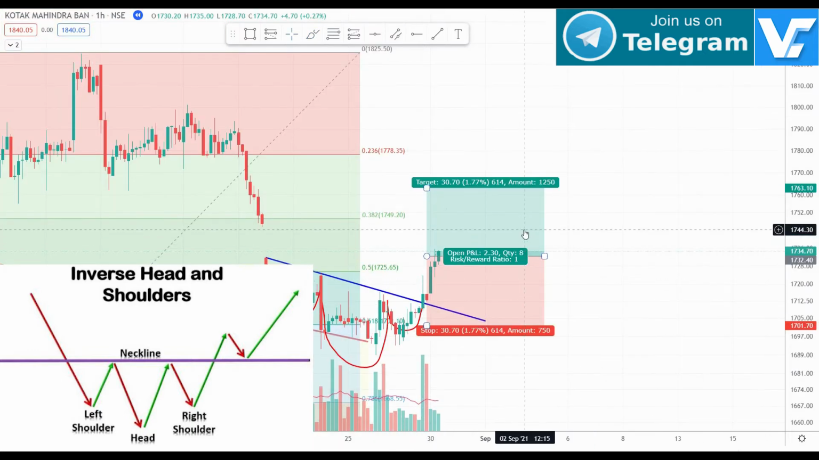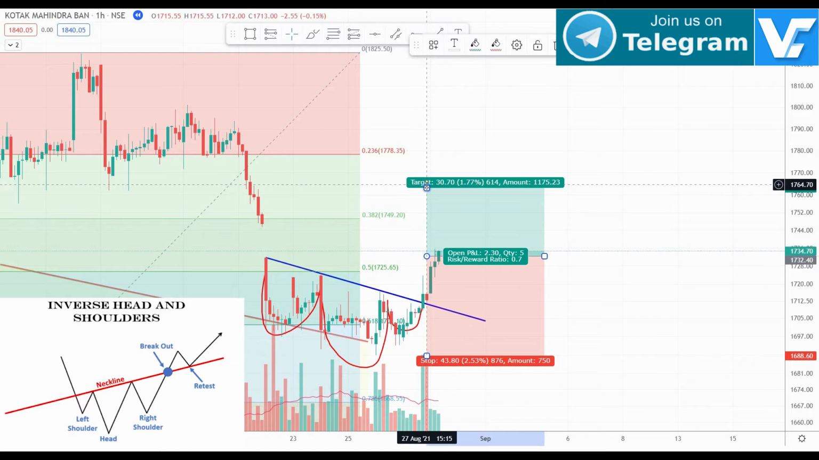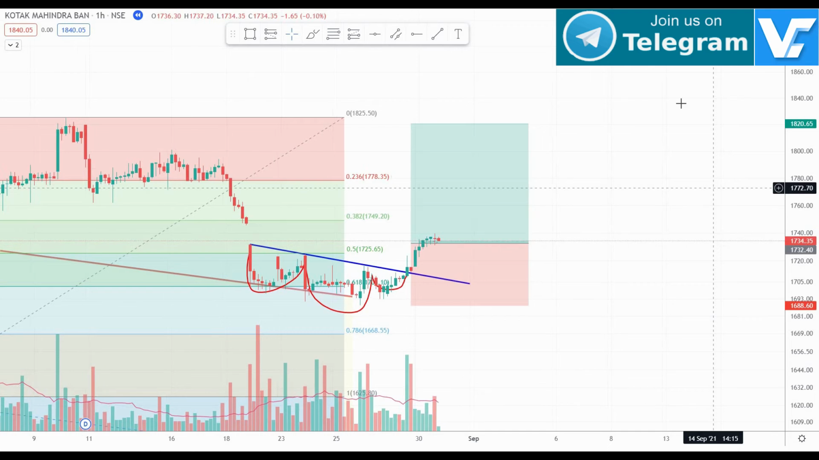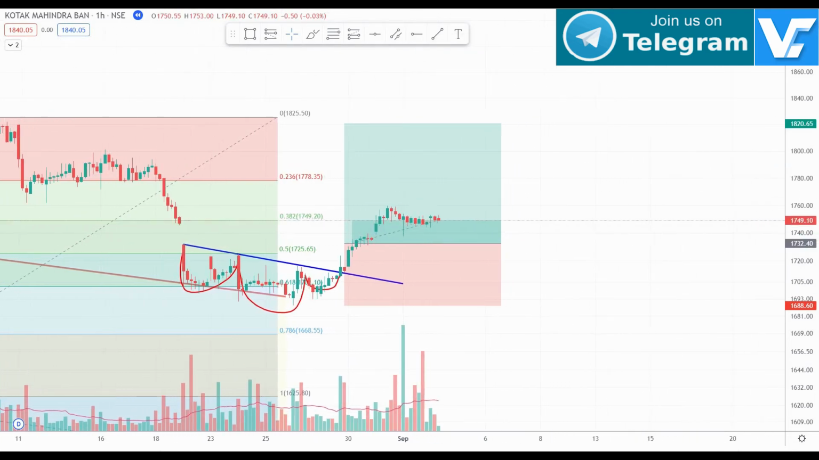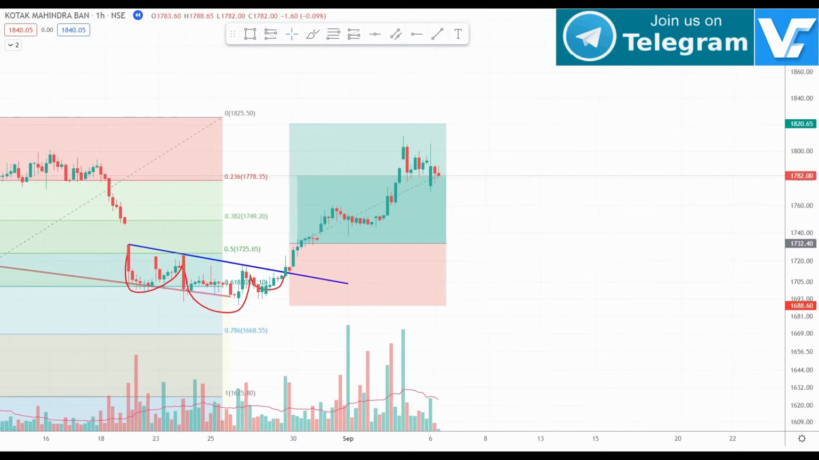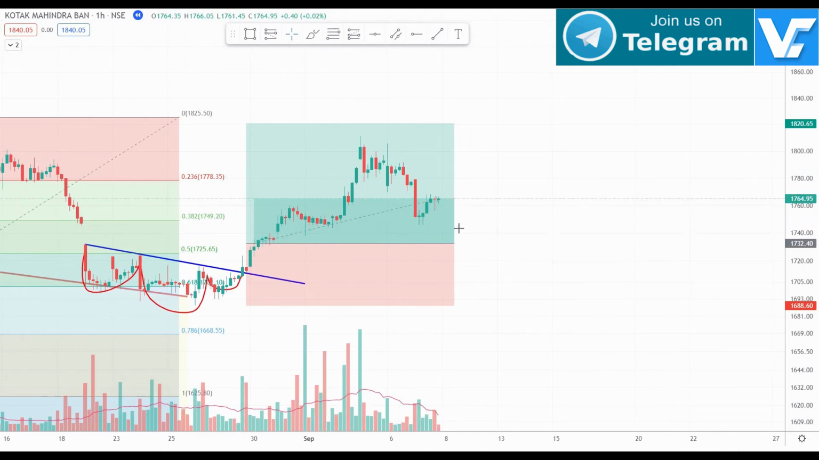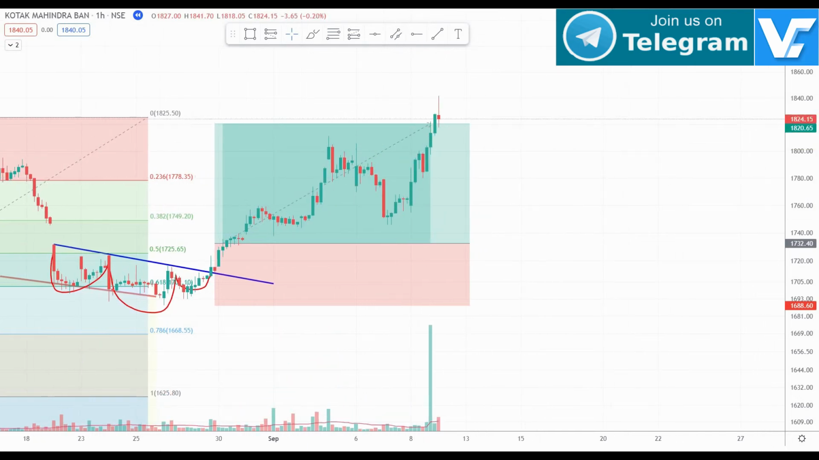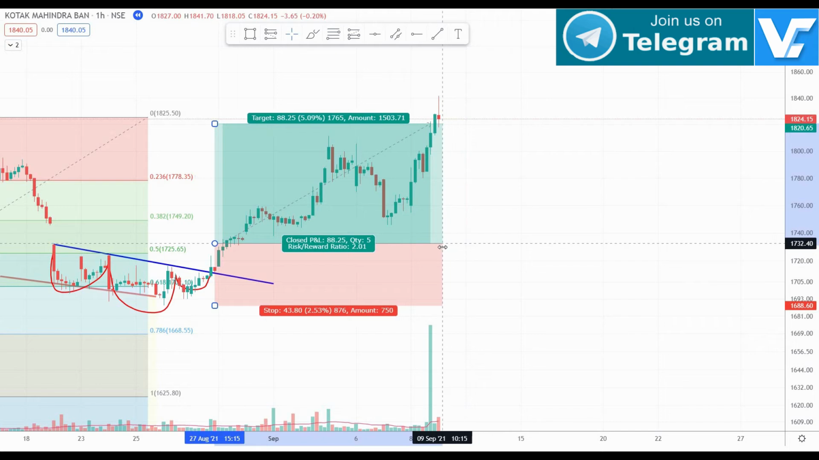Our long position got triggered, so we can place stop loss and target. Keep the stop loss below this area and keep the target at 1:2 risk reward ratio. And we won the trade and we booked the target at 1:2 risk reward ratio.